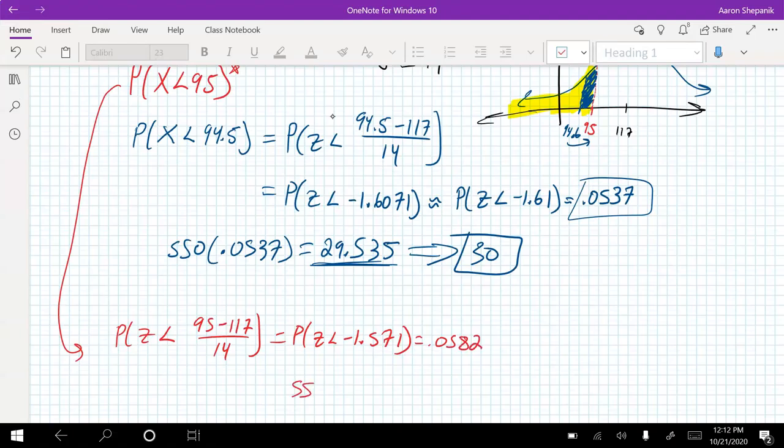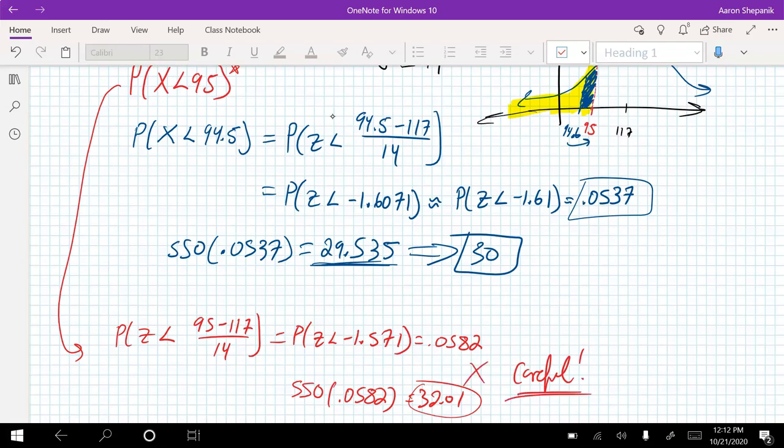So what is 550 times 0.0582? That is 32.01. That's a big difference. That's an extra 2 people that we'd reject. You got to be careful here. This is not correct.